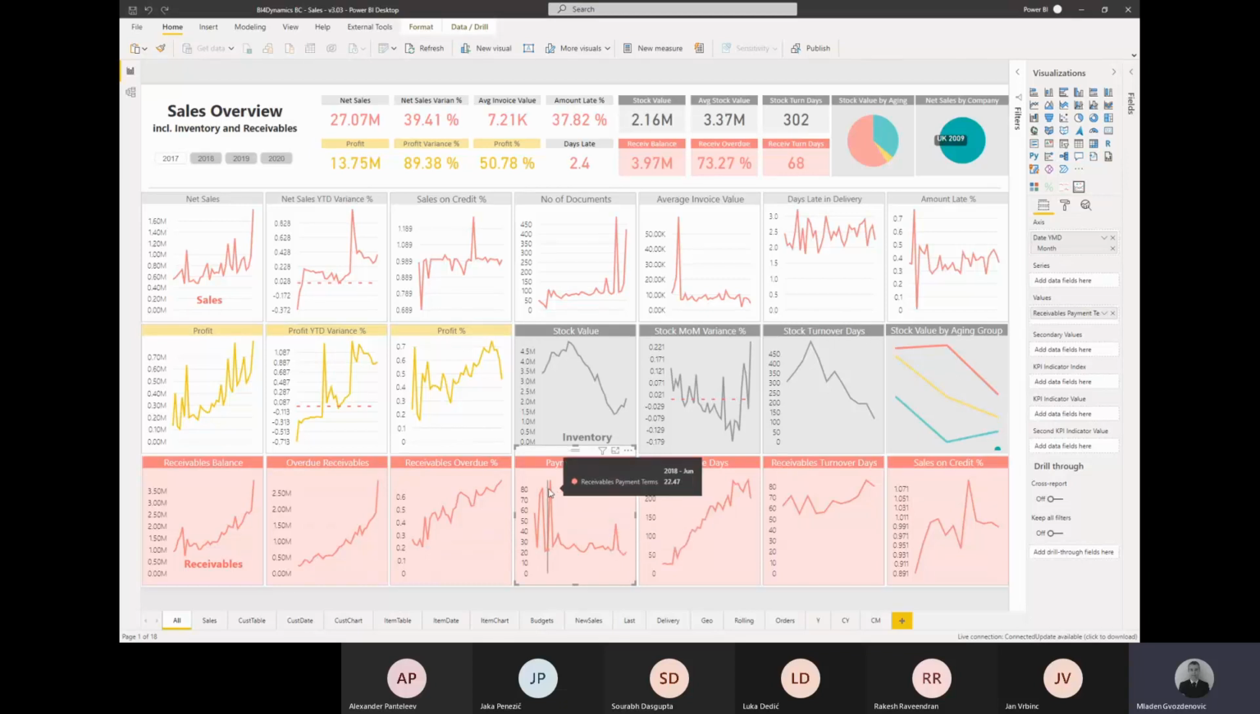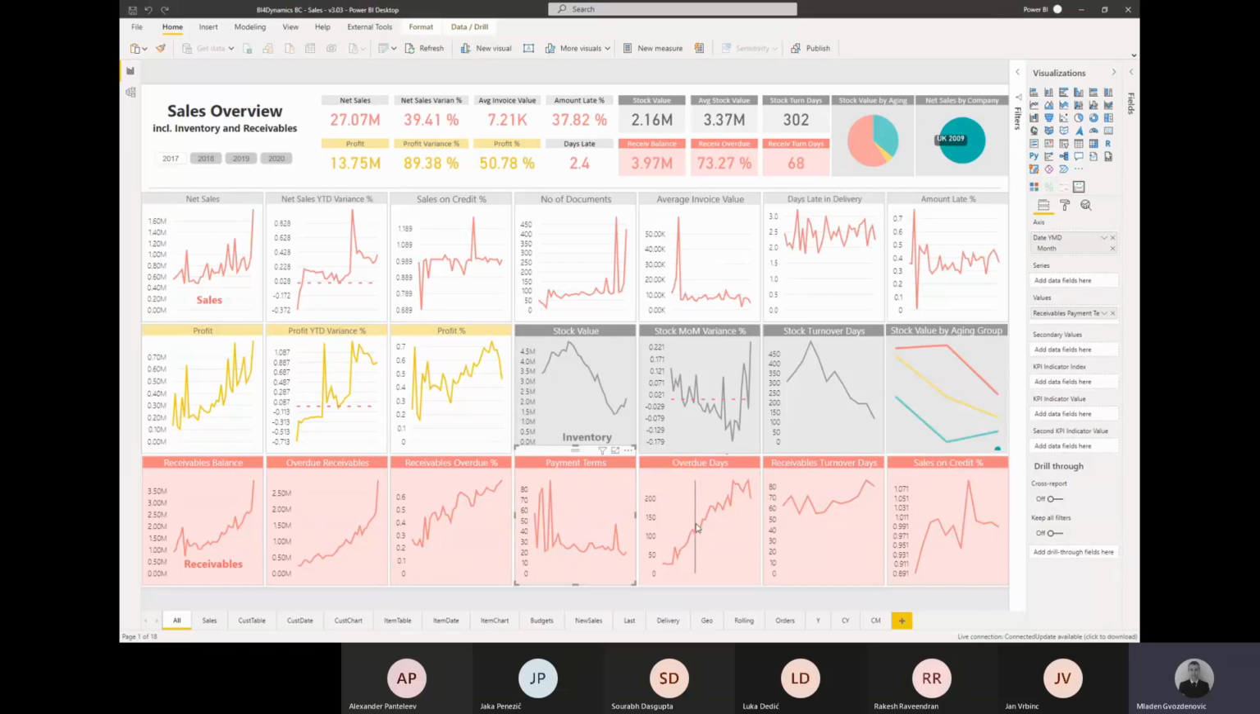But if you have a small invoice of, let's say, $100 on 30 days, and then you have $1,000 on 60 days, then we calculate the payment terms on weighted averages, which means the weighted value, in this case invoice value, affects the calculation. Everywhere in BI4Dynamics we calculate weighted averages, if that is possible. Also amount late, it's a weighted value.